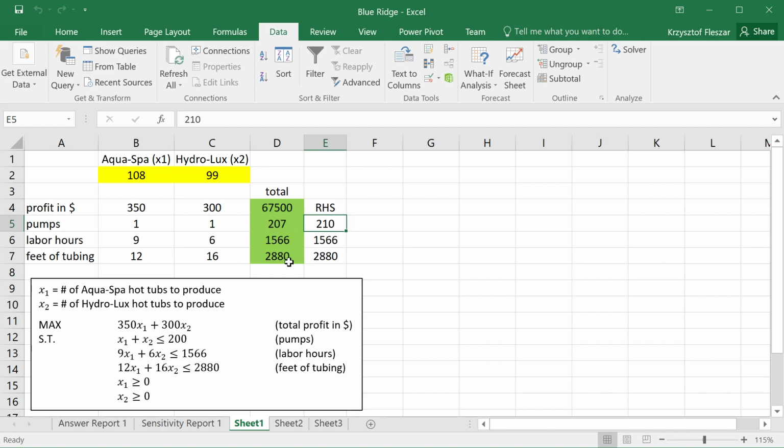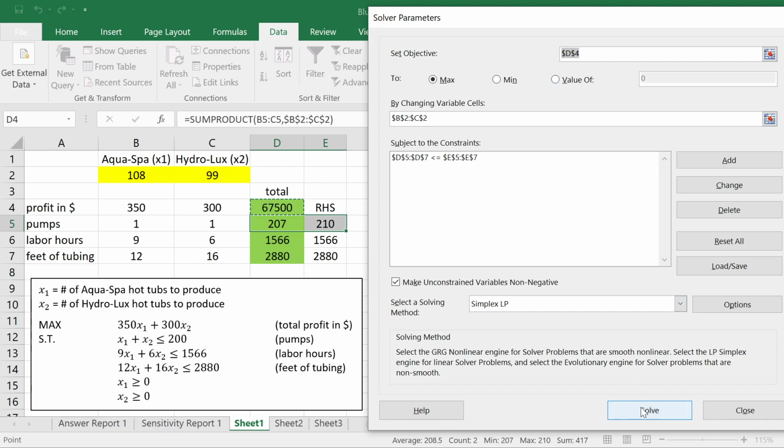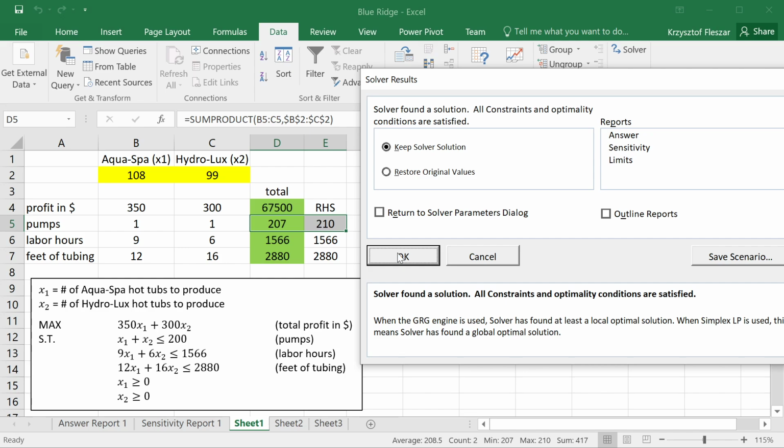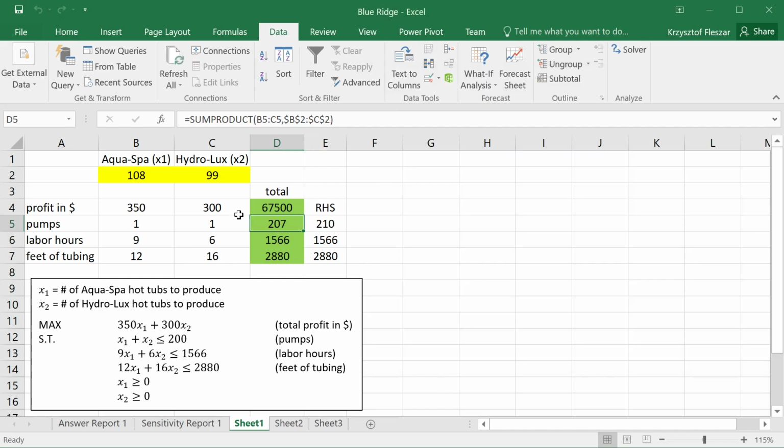Why is that? Well, it is because the feet of tubing now became a binding constraint. Notice we are using maximum labor hours and maximum feet of tubing, and now the pumps have a slack of 3. Remember, what I did is click solve here. The solver gives me the best solution considering 210 pumps, and I'm not getting $2,000. I'm just getting the dollars for the first 7 pumps.